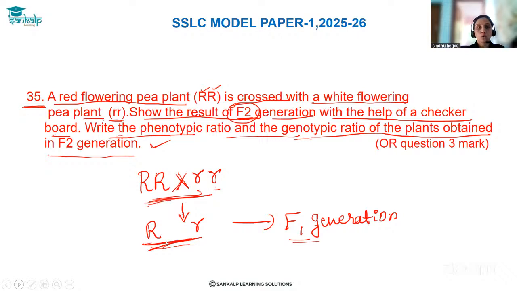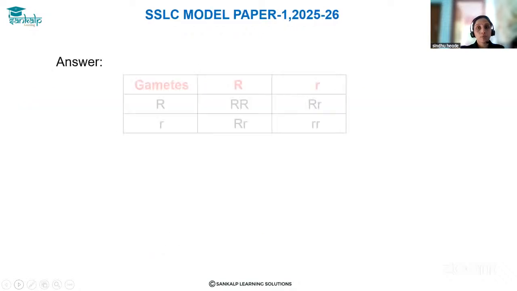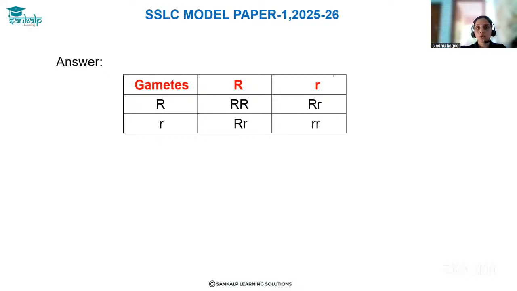Let us see how to form the checkerboard for the F2 generation. So now you get the gametes, that is R and R, right? So after this, in the F1 generation we got R and R. Now you have to take this and calculate the F2 generation. Here again cross this RR with RR. So RR has to be crossed with RR. That is what we have shown here in the checkerboard.